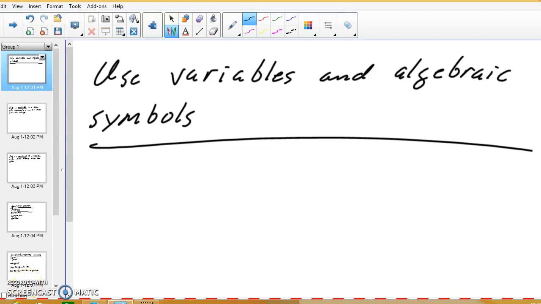In this lesson, we're going to talk about some simple terminology and concepts like using variables and algebraic symbols. So hopefully by this lesson you should be able to identify the difference between a variable and a constant, and then identify different algebraic symbols such as operation symbols, inequality, equality symbols, grouping symbols, and things of that nature.